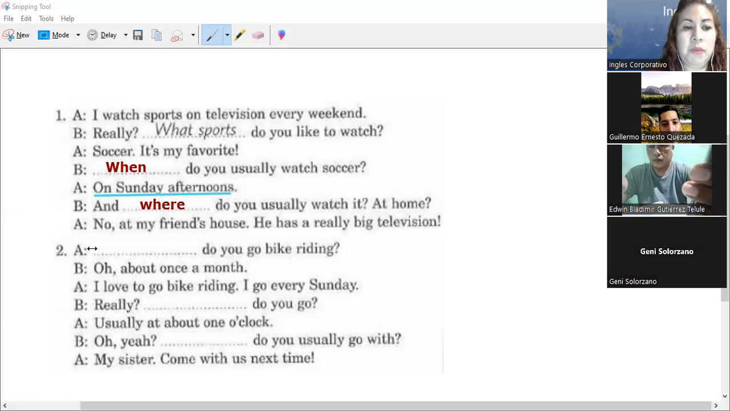Next, number two. How often? Excellent. How often do you go bike riding? Oh, about once a month. And we know that this is how often because it says once a month. So that's a frequency expression. Okay.